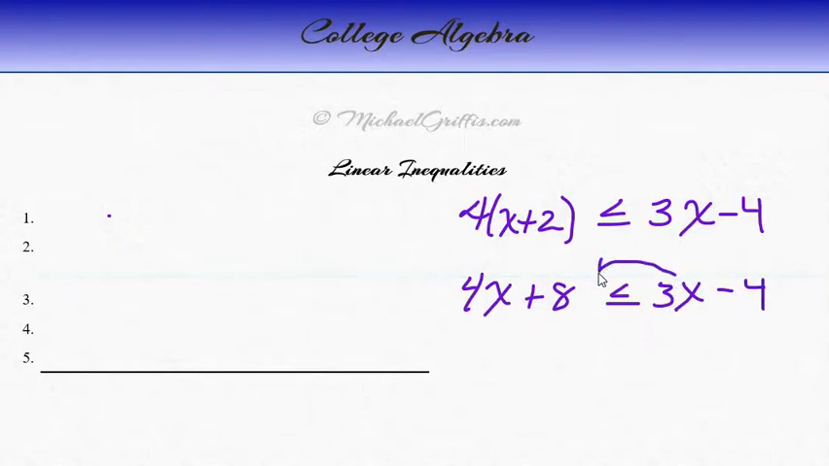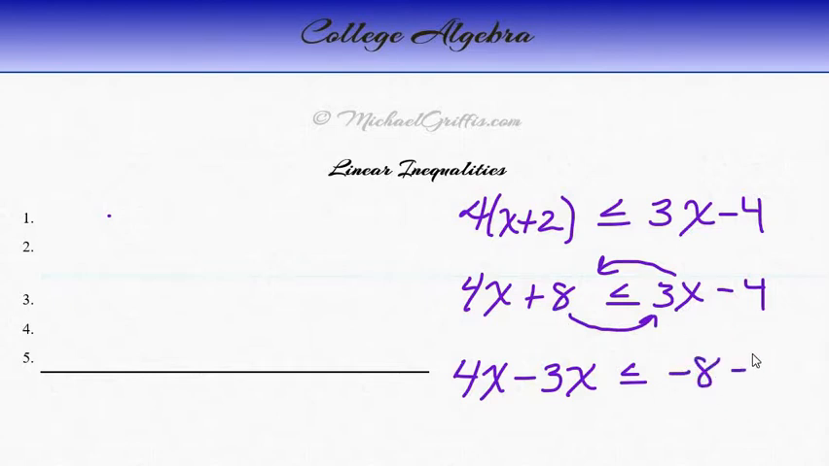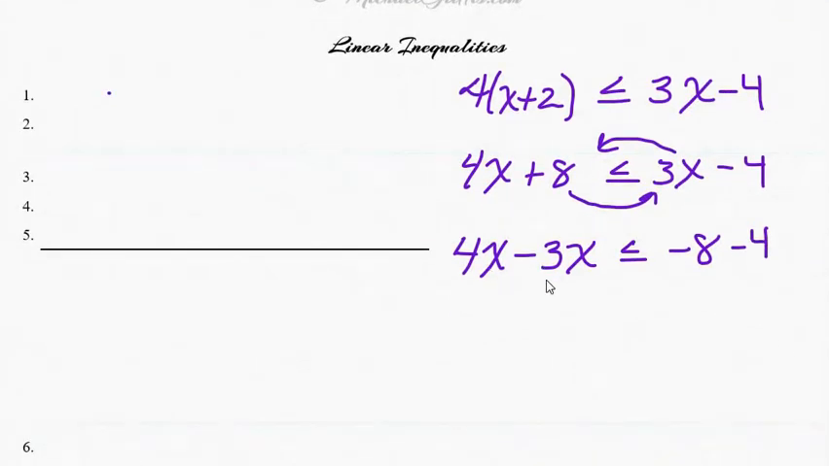Let's take this 3x over to the left. In other words, we're subtracting 3x from both sides, but I'm skipping that step if you don't mind. So we have 4x minus 3x is less than or equal to, subtract 8 from both sides. We got 4x minus 3x, which is just x, is less than or equal to negative 12.